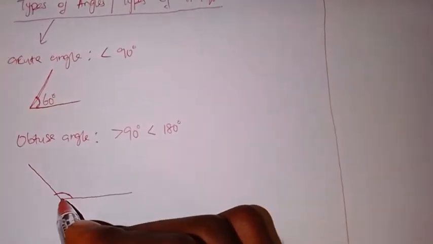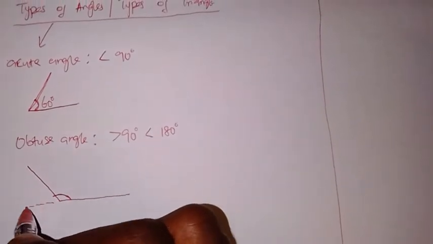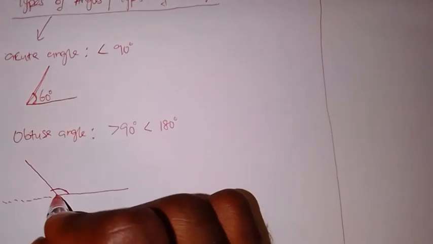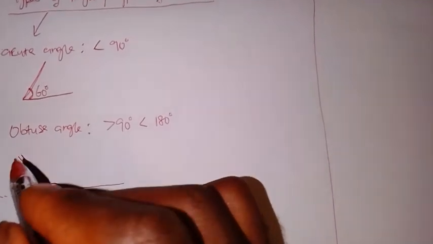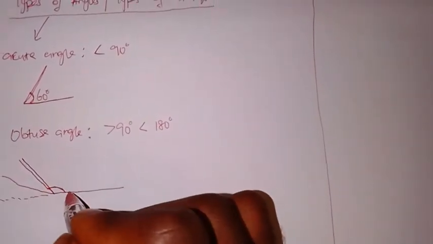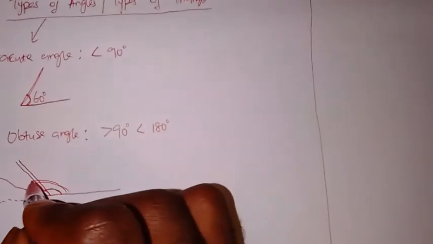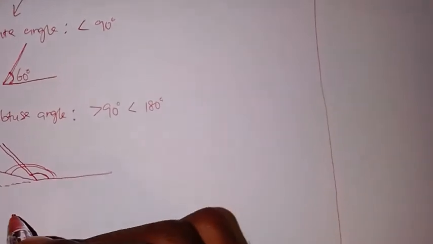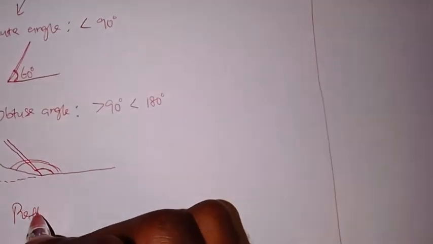So you know this is an angle on a straight line. If I was to extend this, it is an angle on a straight line. Any angle that is greater than 90 but not up to 180 is called an obtuse angle. Like this also. This is an example. Then for the third one, we have our reflex.